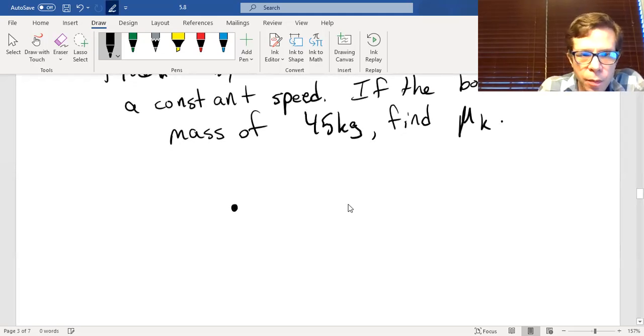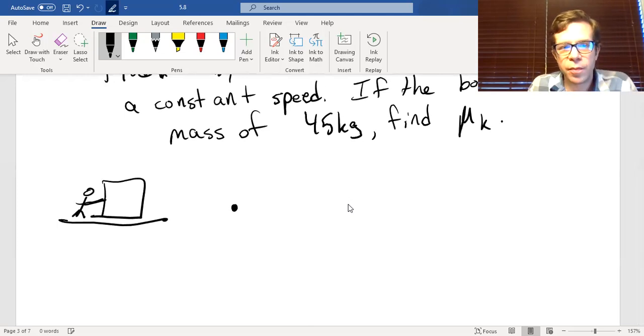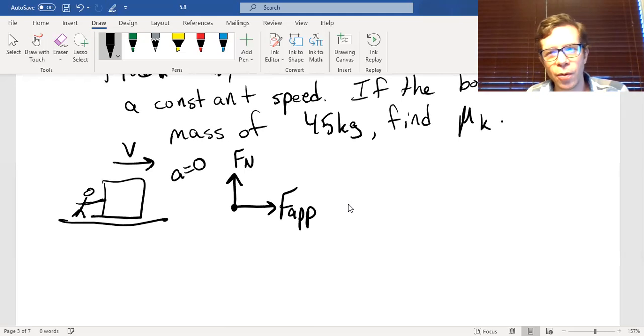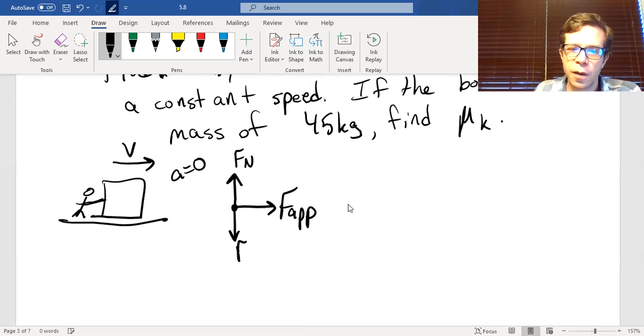All right, so let's draw it first. We've got a box. Somebody's pushing it across the floor with a constant speed. What's constant speed mean? Constant speed means that the acceleration is 0. So they're pushing it, so we've got an applied force. It's on the floor. We weren't told the floor is level, but I think unless you're told otherwise, you can assume the floor is level. And there's a force of gravity. And again, we know that this free body diagram has to be balanced because a is 0, so there has to be friction.